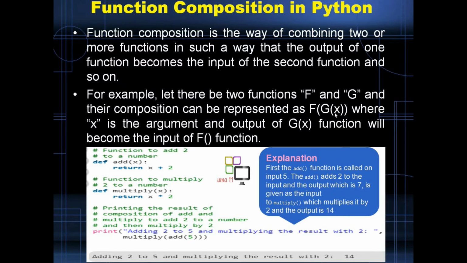So g of x is a function. The output of this function will become the input for this f function. That is called the composition of functions. So function composition is the way of combining two or more functions. So you will be combining these two functions f and g.